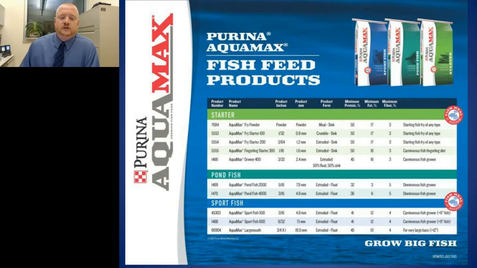Here's a quick slide I took from the Purina website. They've got some fish feeds, and they've got starter feeds. They've got fry powder. They've got some for pond fish, which I'm assuming are catfish type. And then they've got a sport fish diet. But what does that really mean, and is that adequate for the species that you choose?